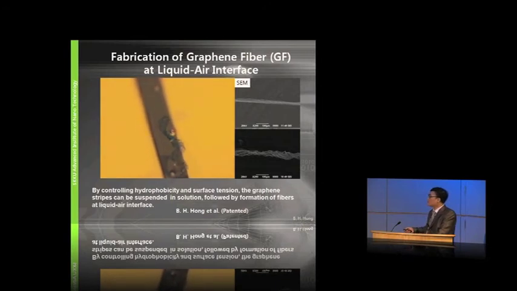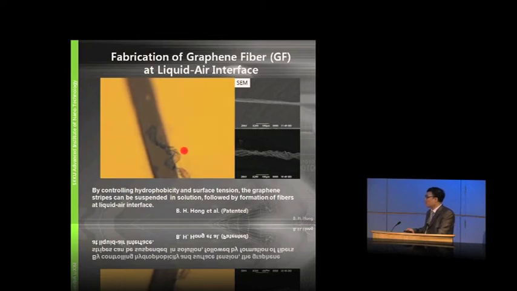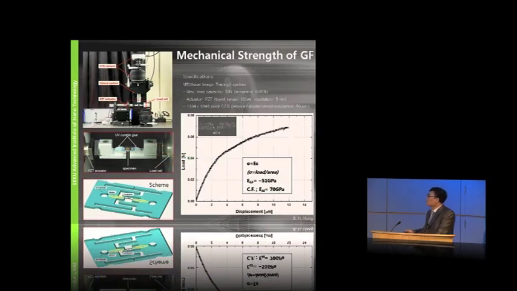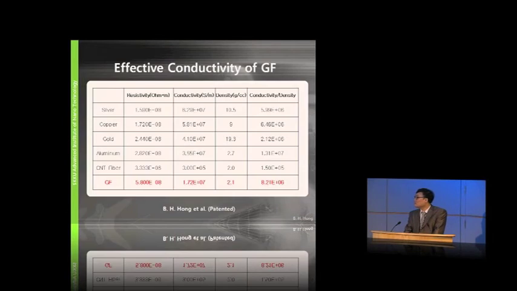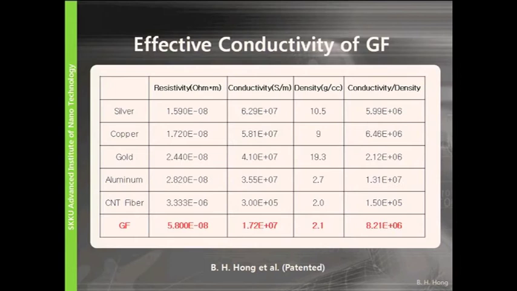So we have tried to use graphene fiber to replace copper. By controlling hydrophobicity and surface tension, the graphene strip can be suspended in solution like this, followed by formation of fibers like this. Then we measured their mechanical and electrical properties. Their mechanical property is a little poorer than that of aluminum, but it shows a reasonable value. It is very hard to define the diameter of the graphene fiber, so we have used the effective conductivity of graphene fiber based on its density. If you consider the low density of graphene fiber, its conductivity is better than that of copper.